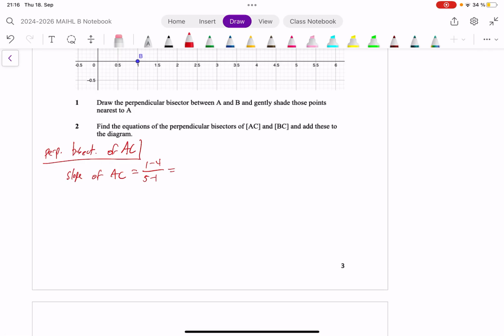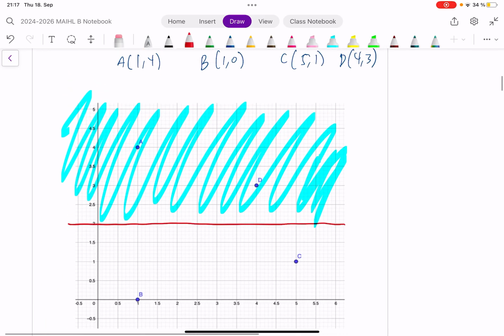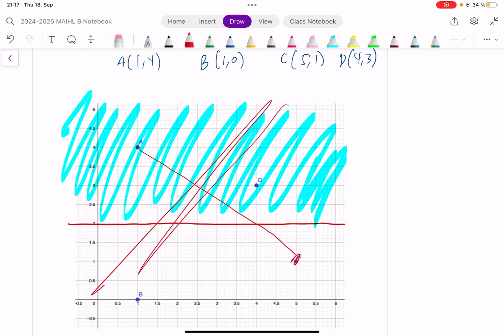So it's -3 over 4. So that's the slope of AC. But we want the line, we don't want the slope of AC, right? We don't actually want that. We want the one that's perpendicular to that.